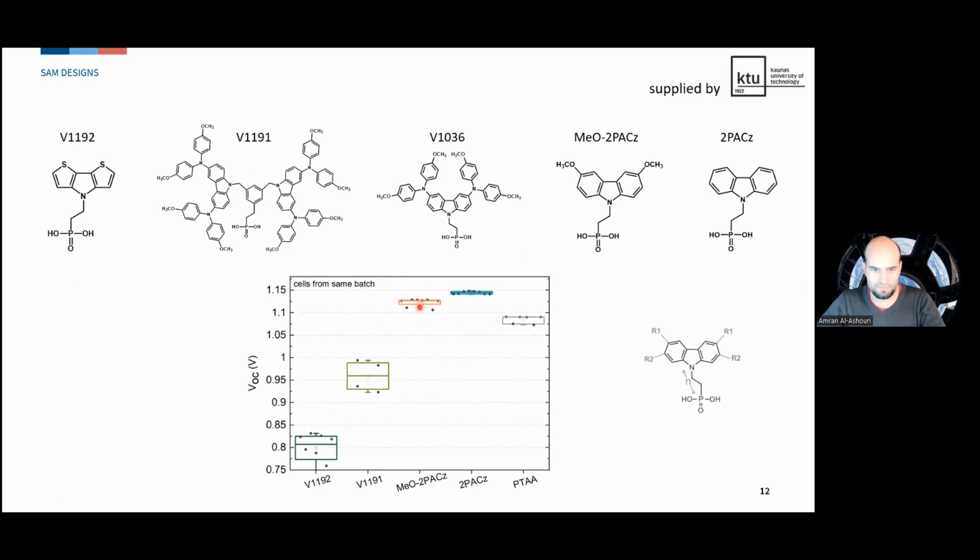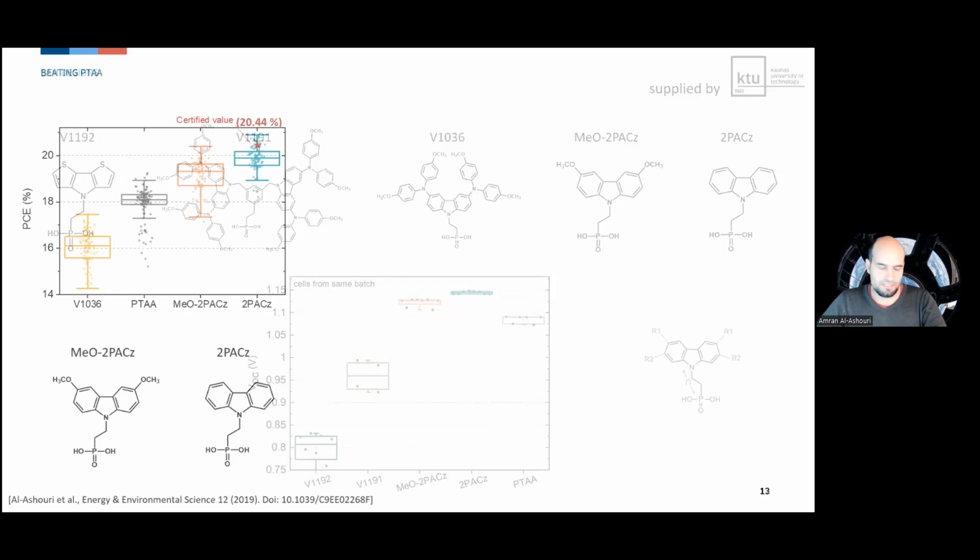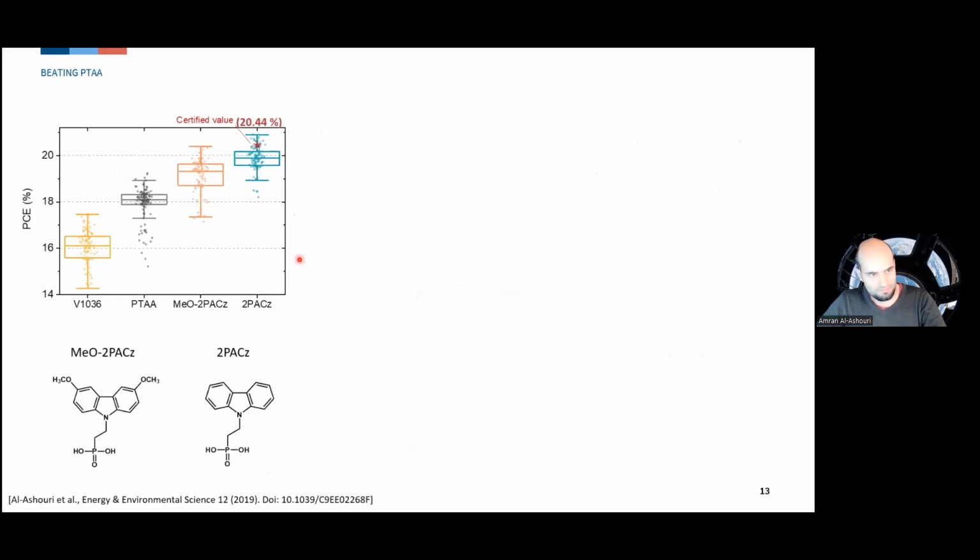Neo-2-PACz and 2PACz. And 2PACz in this case has an ionization potential of 5.6, so rather high. Neo-2-PACz is very similar to PTA, but still a higher VOC, which is interesting. So these 3, PTA, Neo-2-PACz, 2PACz, are kind of a model system. Same ionization potential, but higher VOC, higher ionization potential, and higher VOC. And indeed, the solar cells performed quite well during that time, 2019. It was state of the art for PIN cells in that bandgap range.